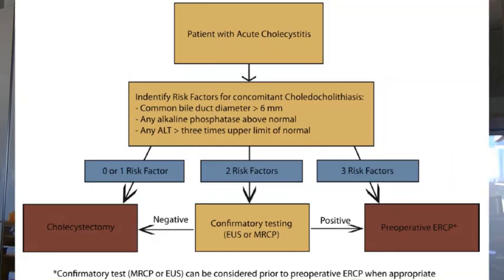From this model, we propose a management algorithm in which patients with 0 or 1 risk factor are referred directly for cholecystectomy, patients with 3 risk factors are referred for ERCP, and patients with 2 risk factors are referred for a preoperative confirmatory test, either endoscopic ultrasound or MRCP. In our validation cohort, this algorithm defined a management strategy in nearly 80% of individuals, with 70% referred directly to cholecystectomy and 9% referred directly for ERCP. The remaining patients would be referred for preoperative endoscopic ultrasound or MRCP.